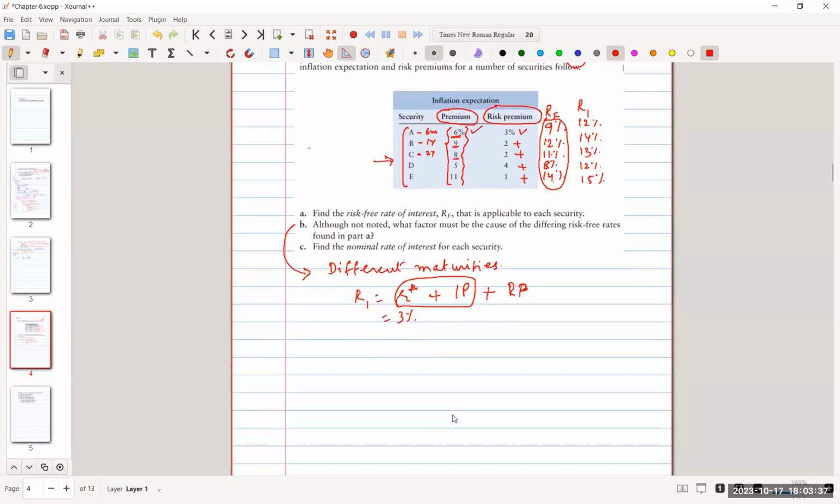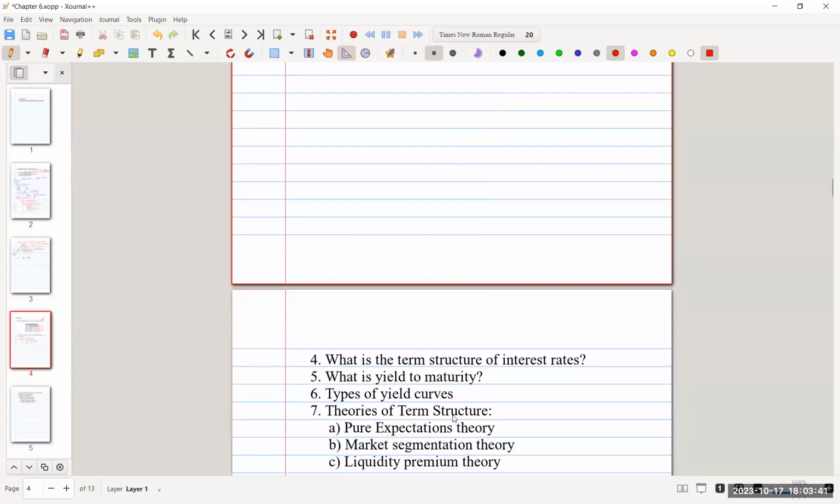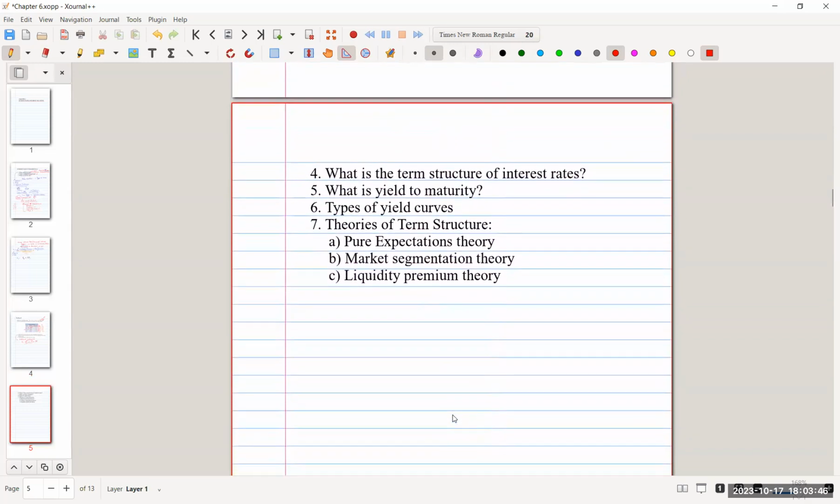Let's go ahead and talk about something else related to interest rate. As a student of finance, you should have a working understanding of what is meant by the term structure of interest rates. Whenever you come across this terminology, right away you should know that the meaning of the word term is time to maturity.